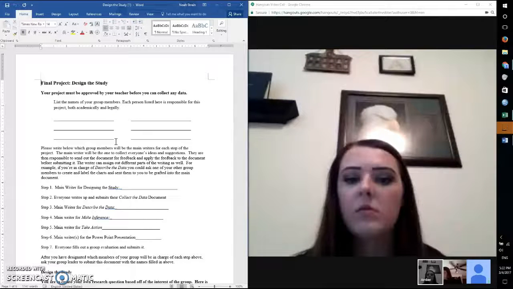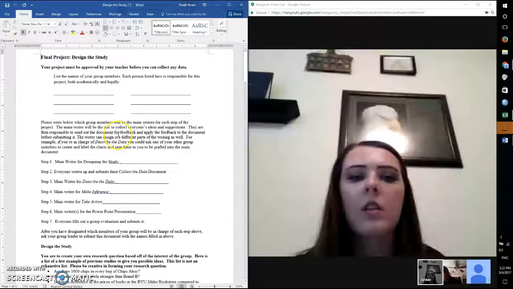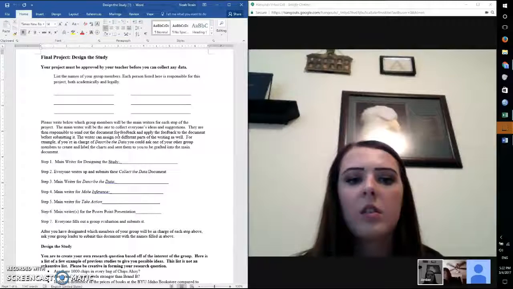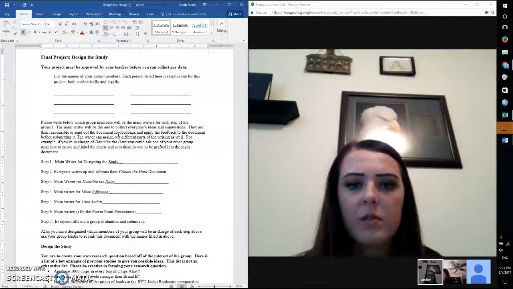Anyways, do you guys have that document pulled up? Yeah. Okay, so what we need to decide this time is, this is just our first draft. We don't have to have everything set in stone, but we do need to turn in something. And so it says steps 1 through 7, or the first 6 steps there. We need to assign who's the writer for that individual part.